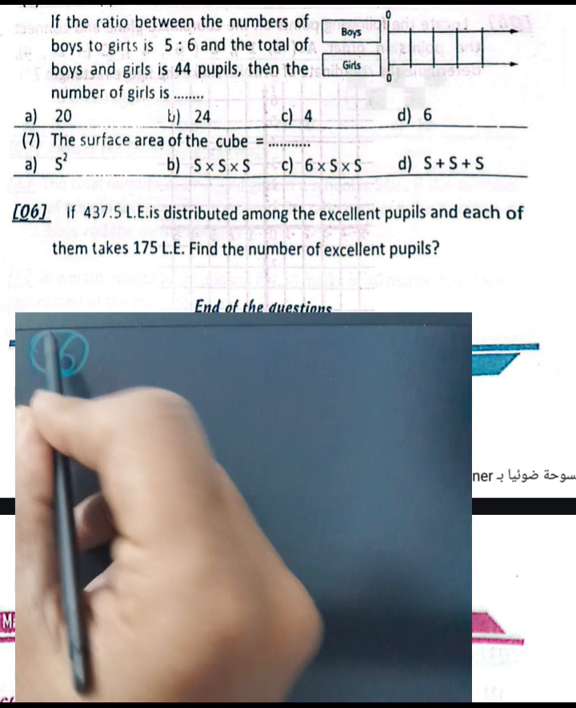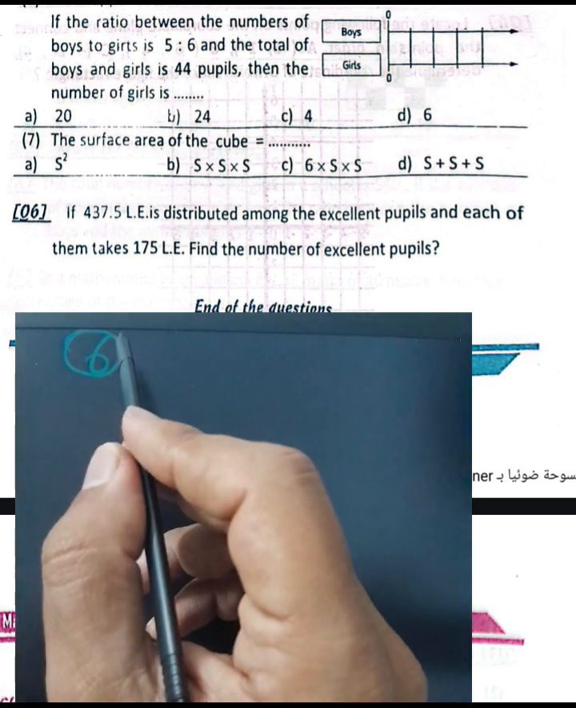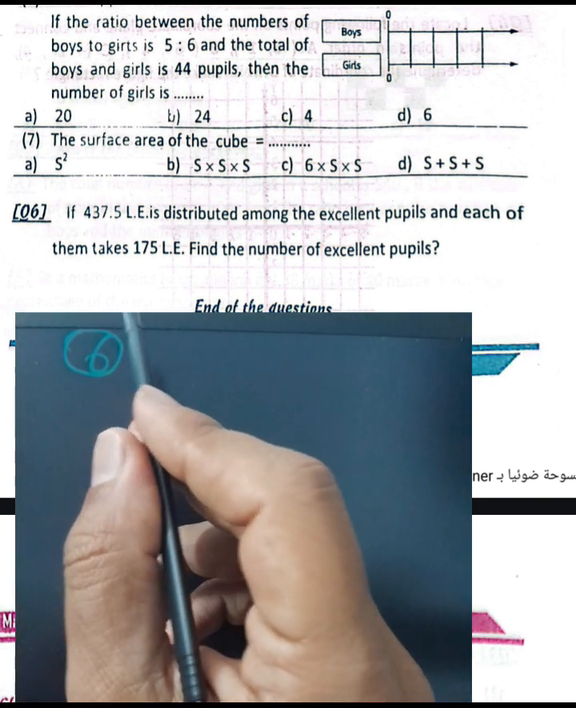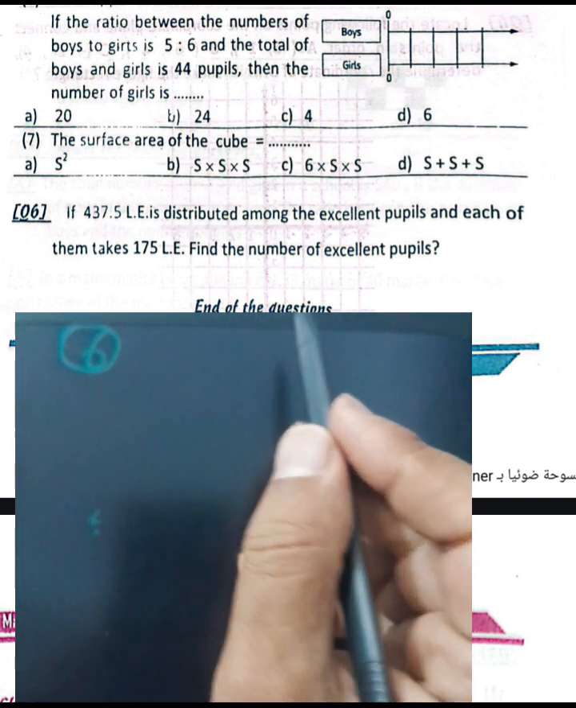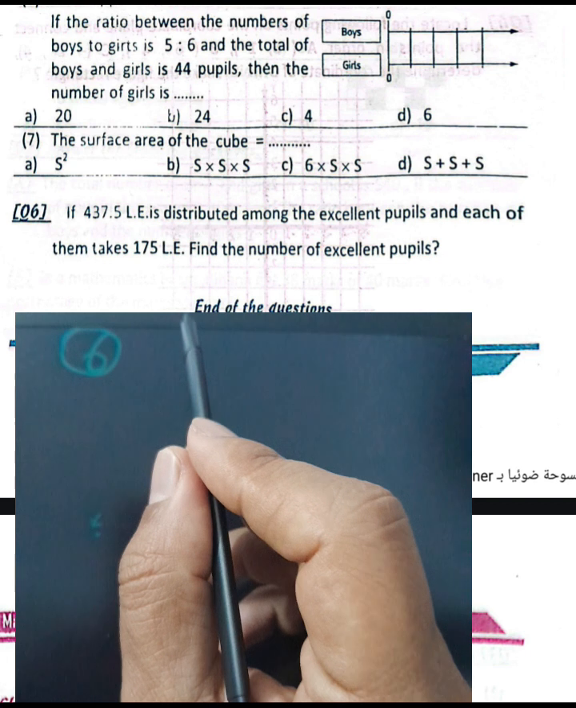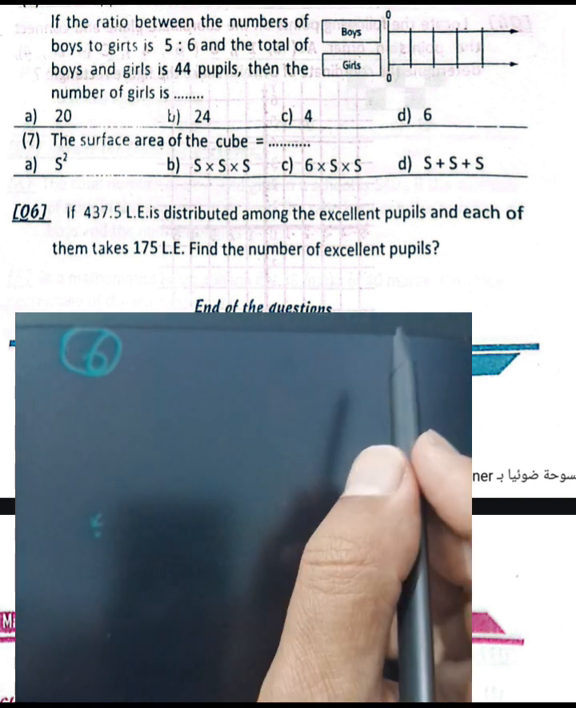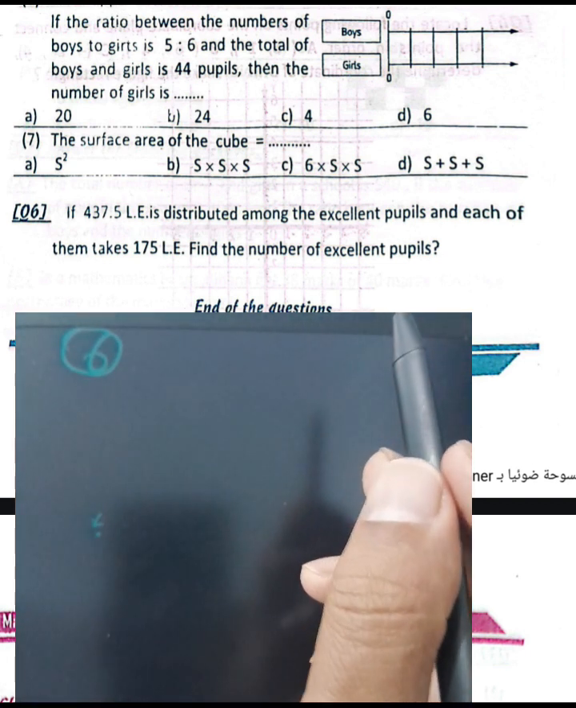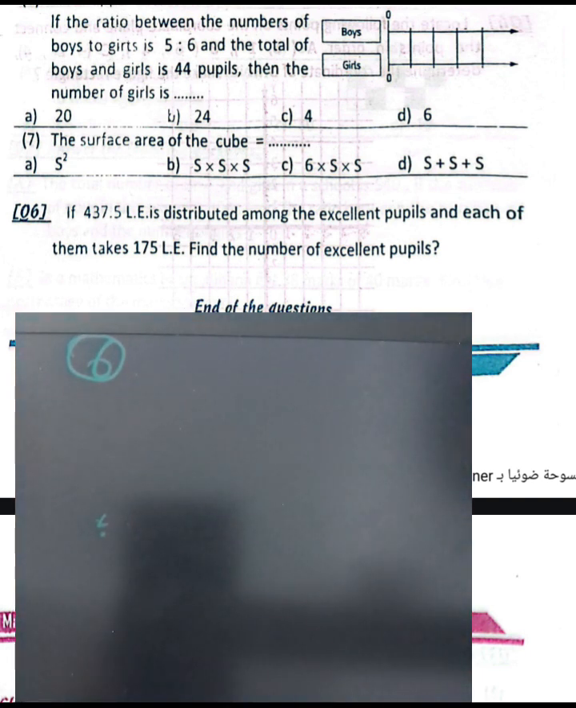Question number 6. If 437.5 gypsy lira is distributed among the excellent pupils and each of them takes 175 gypsy lira, find the number of excellent pupils. Okay, he gave us this number, 437.5, distributed among the excellent pupils, and each of them takes this number. Find the number. We can find it by using division between two numbers.